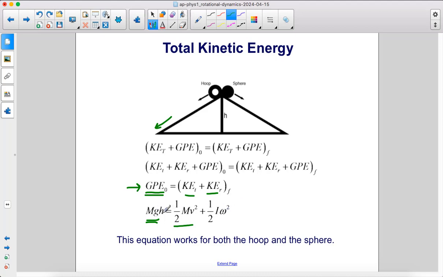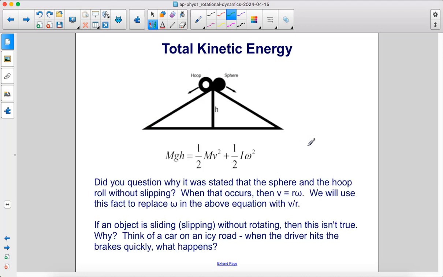So you're going to have this equation for the hoop, and then you're going to write it again over here for the sphere. And you're going to solve each one for v and see which v is larger, because this v is translational velocity. So whichever one is moving the fastest down the ramp is going to win the race, right? So we're trying to see who has the largest velocity v.